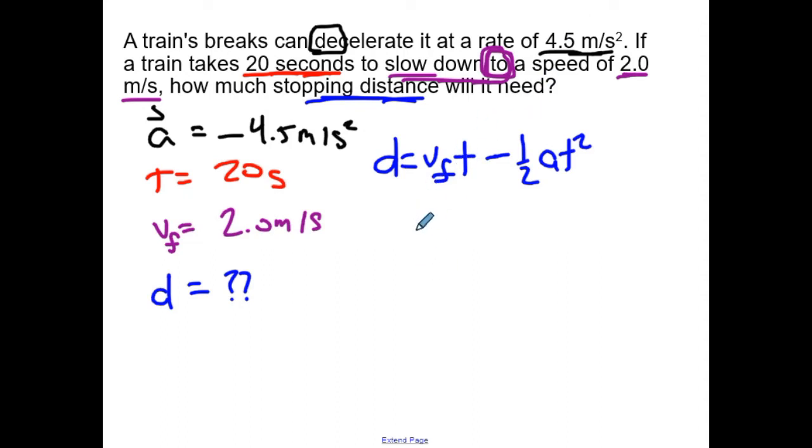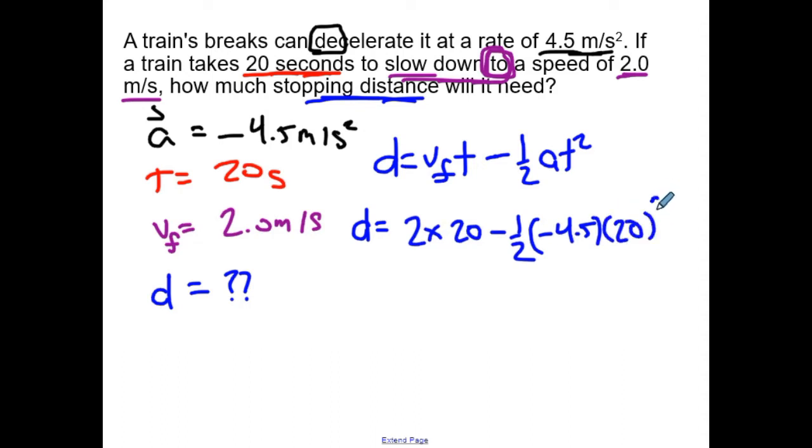Okay, so the next step, after you identify your formula, and by the way, I want to show you what I'm expecting out of written work. You always want to write down your formula, and then the next step is to replace your variables. So D is what we don't know, but I'm going to throw in my variables: velocity final, that was 2, multiplied by my time, which was 20, minus 1/2 of my acceleration, which is negative 4.5, times my time squared, so 20 squared.